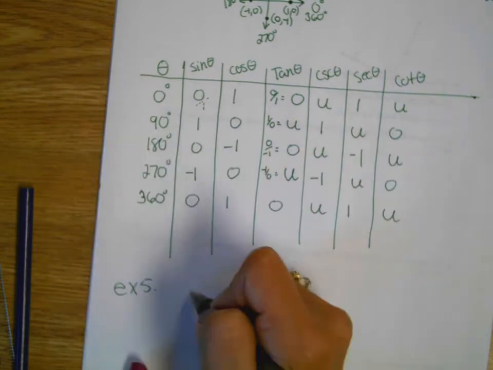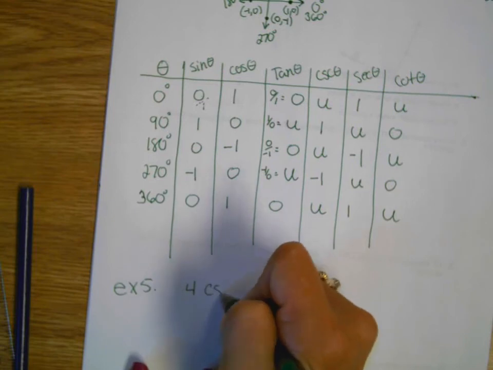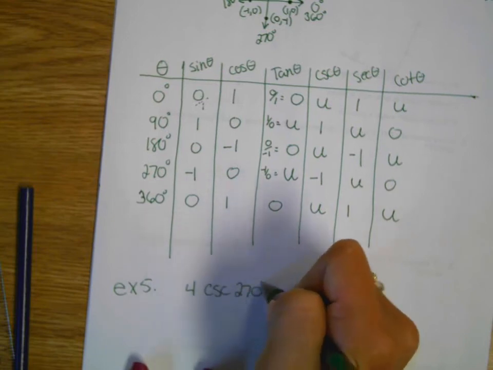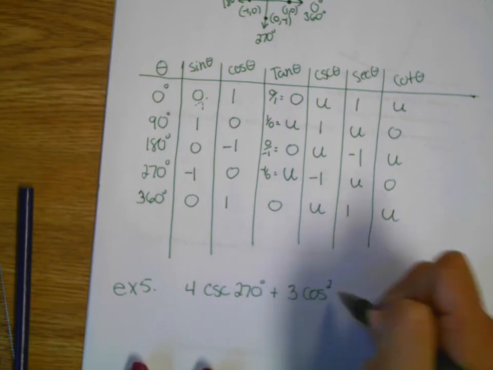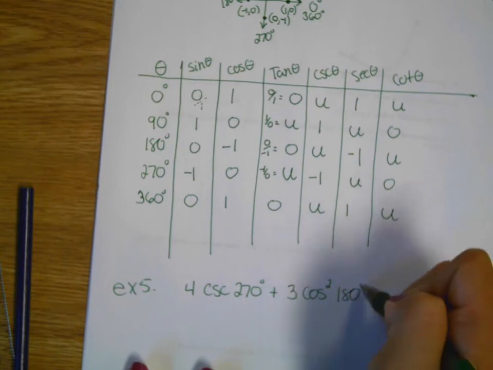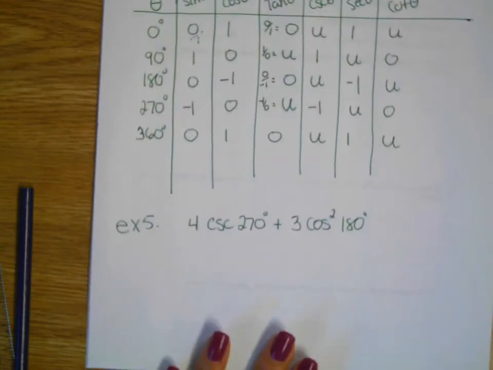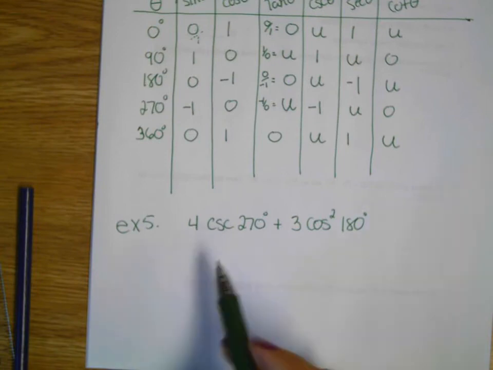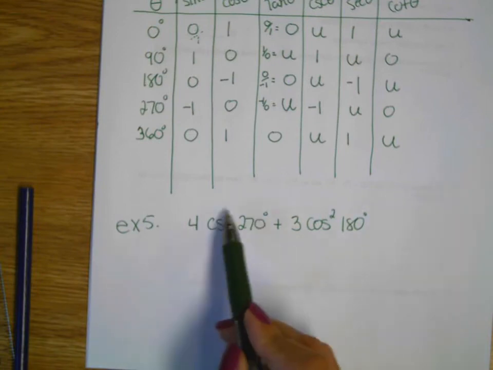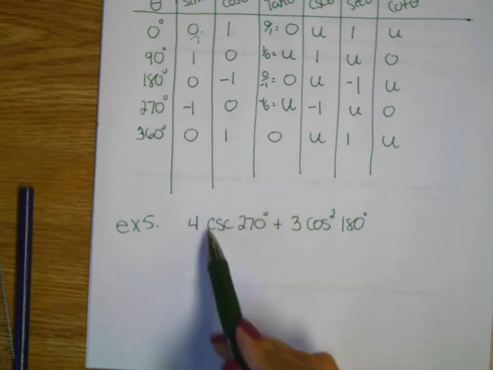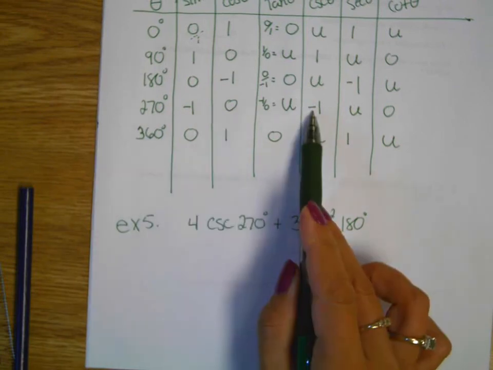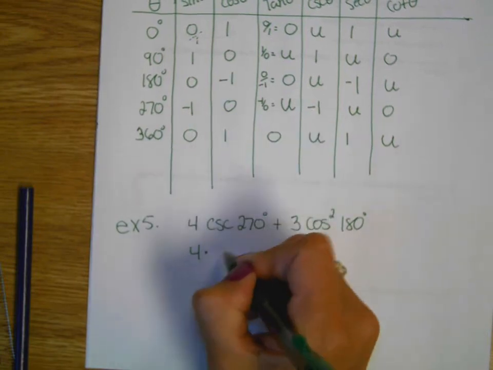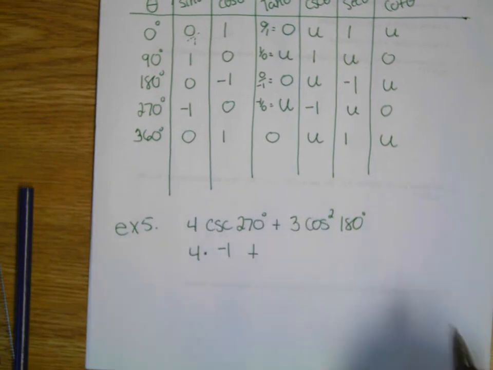Okay, then they're going to have you use this table to just do some calculations. 4 cosecant of 270 without a calculator plus 3 cosine squared 180. So all this is asking us to do is take 4 and multiply it by the ratio you get here at 270. So we're going to use the table. 270 cosecant is negative 1. So this is just saying do 4 times negative 1.